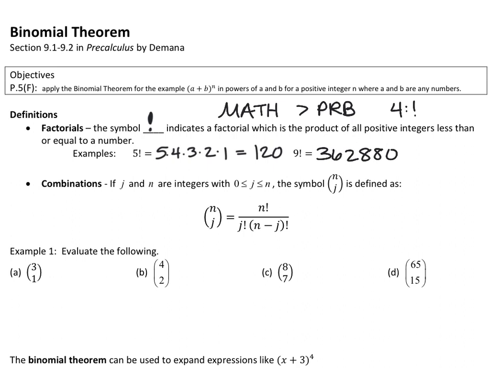If j and n are integers, just some random numbers, making sure that n is bigger than j, but they're both positive, then the symbol n over j, so n choose j is how you would say that, is defined as n factorial over j factorial times n minus j factorial. So we have factorials inside the combinations of n choose j.